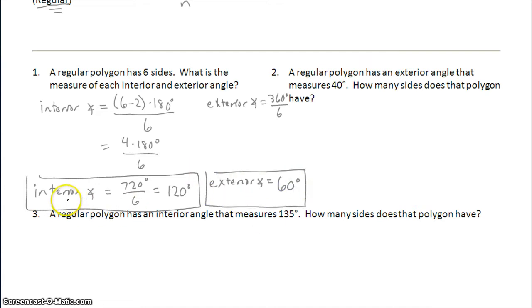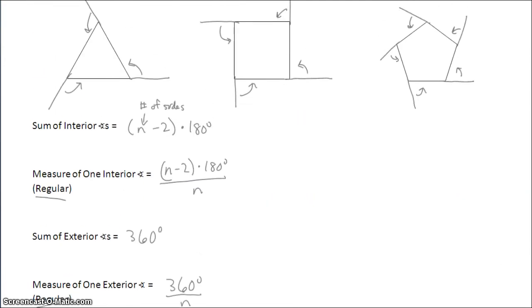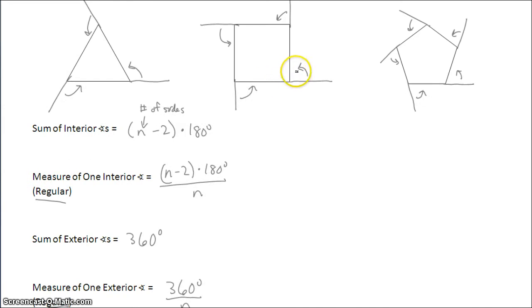If you notice, the interior and the exterior angles are going to be supplementary. If you look at your polygons, an interior angle and an exterior angle will form a linear pair, which means that they will be supplementary.